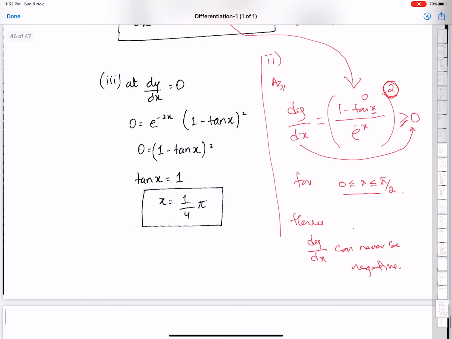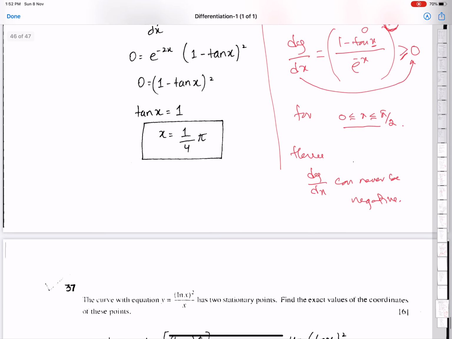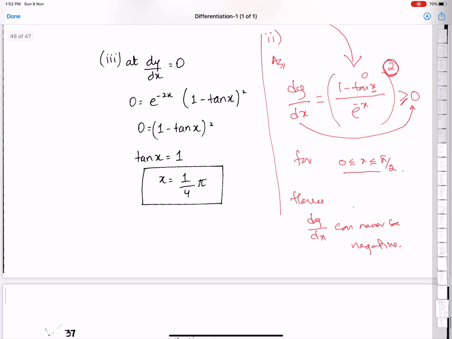Part 3. Find the value of x for which the gradient is least. See, if you observe the answer of part 2, the least value of the gradient is 0. So you need to substitute 0 here. When you put 0 here, you will get x equals pi by 4. Or you can directly write your answer, because we get 0 in part 2 when we substitute pi by 4 here. You can do this part 3 directly, or you can just do calculation.